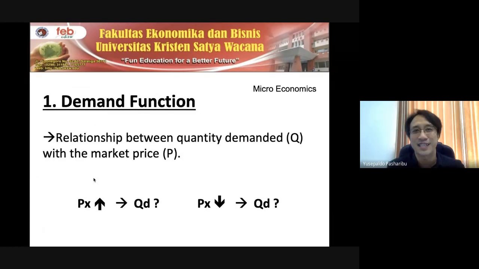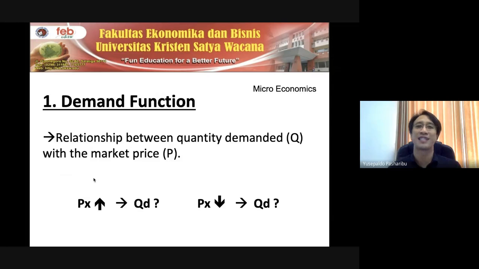Okay, the first function is called the demand function. Demand function is the relationship between quantity demanded and, most commonly, the price. Actually, we can also relate it with other variables, but the most common variables are these two: quantity, or Q, and market price, or we can call it P.